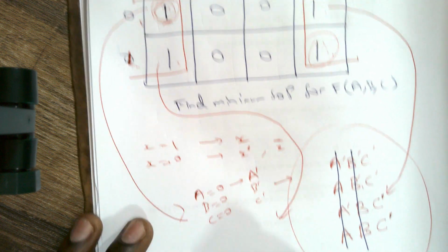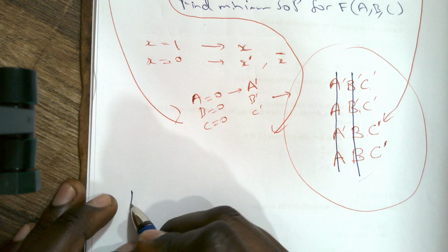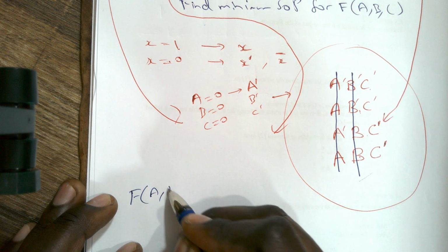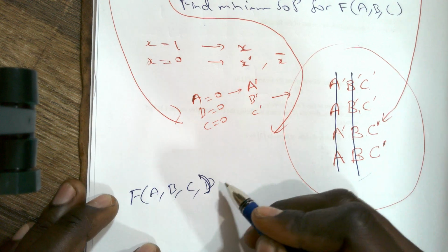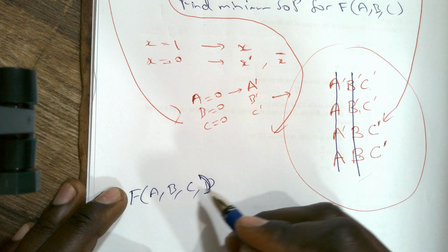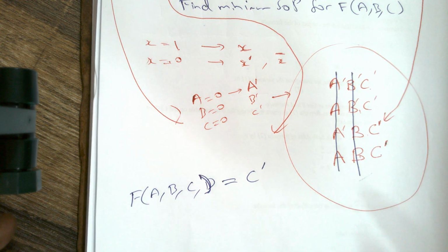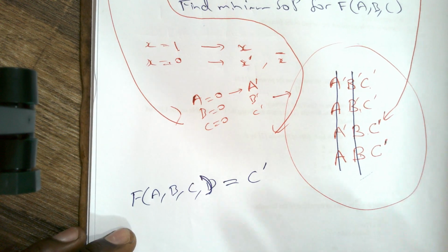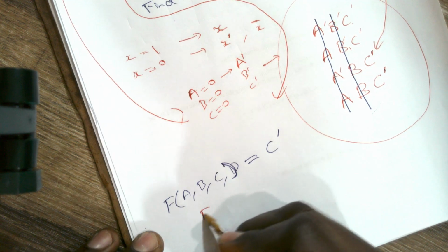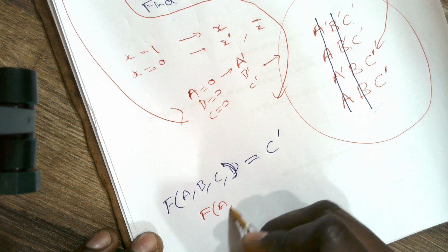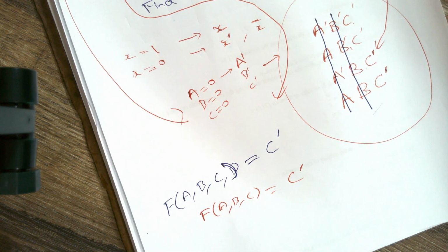So therefore, the function F(A, B, C), D is not there, it's not a variable, F(A, B, C) is equal to C complement. That's the sum of product expression. So the sum of product expression, let me write it over in red: F(A, B, C) is equal to C prime.